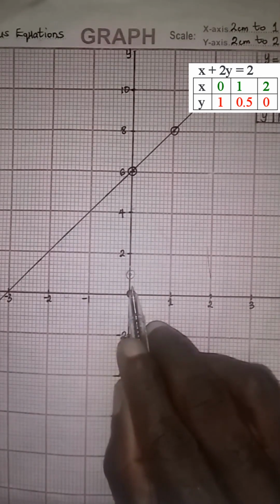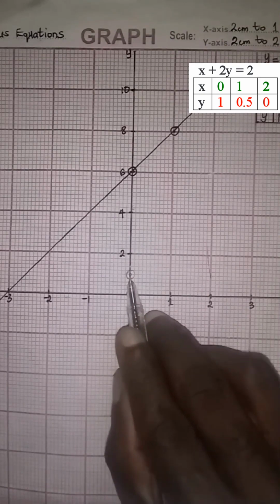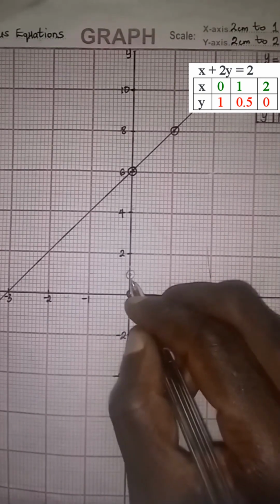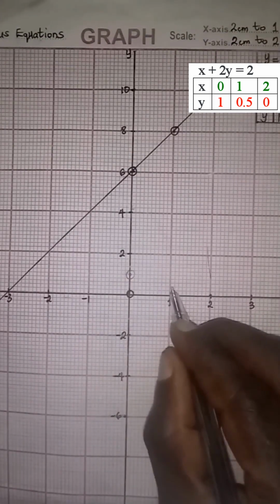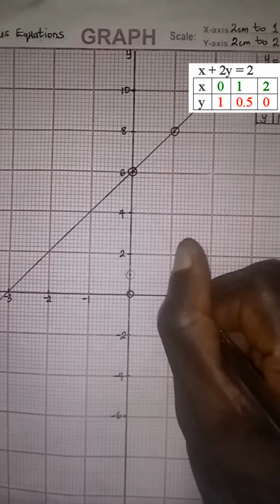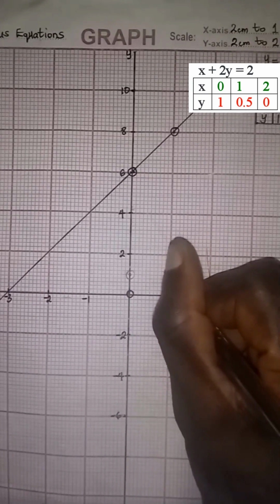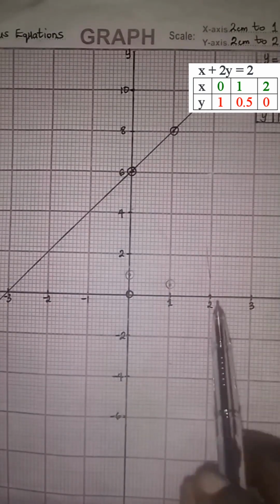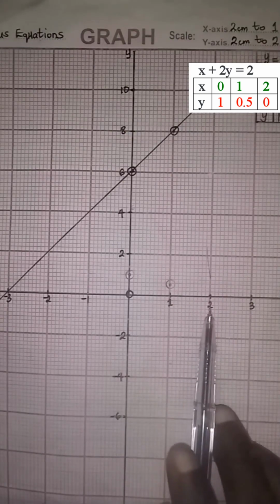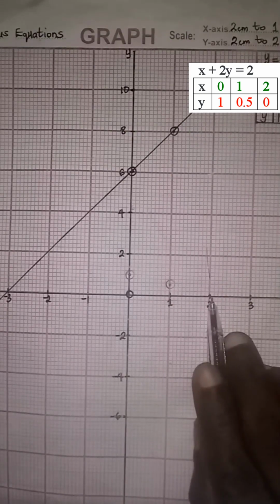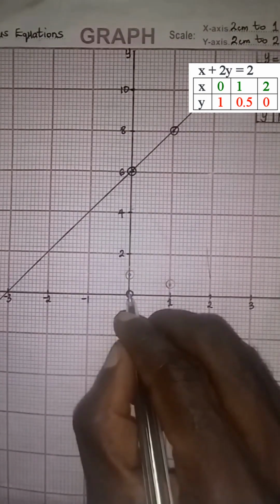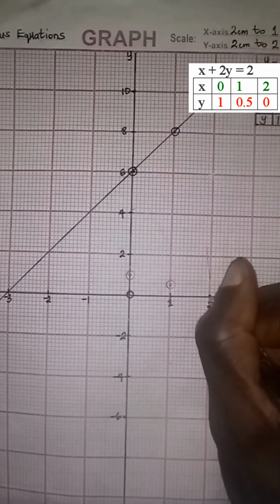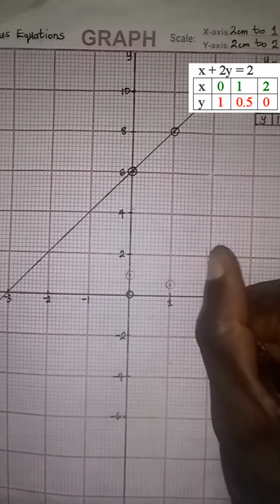0.5 will be between 0 and 1. And there are 5 small lines between 0 and 1, so it should be between the second and the third line. This space and 1, their intersection, gives the required point. Then when x is 2, y was found to be 0. X is 2 here, and y is 0 on the x-axis, where we have 0 here from the origin. We trace it down to this place. So here is the point, the third one.